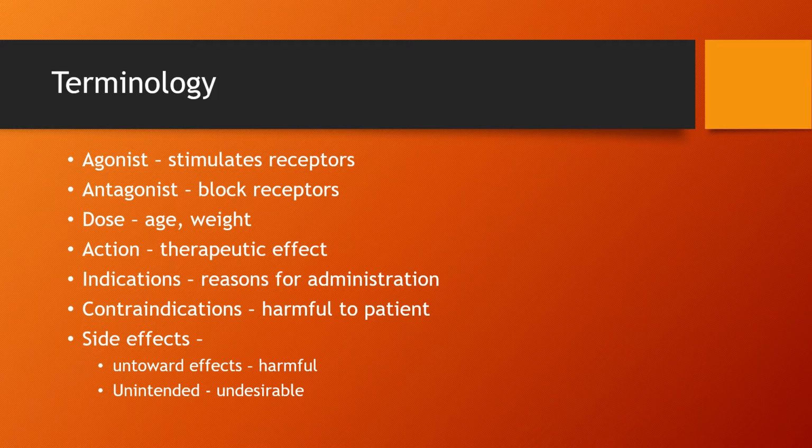Terminology you need to be familiar with. Agonist stimulates receptors. An antagonist blocks it. So Narcan is an antagonist. Narcan gets onto the opiate receptors and keeps the opiates from being able to stimulate. So it blocks the opiates. Dosages are based on age or weight. The action is the effect that the drug has on the body. What does it do?